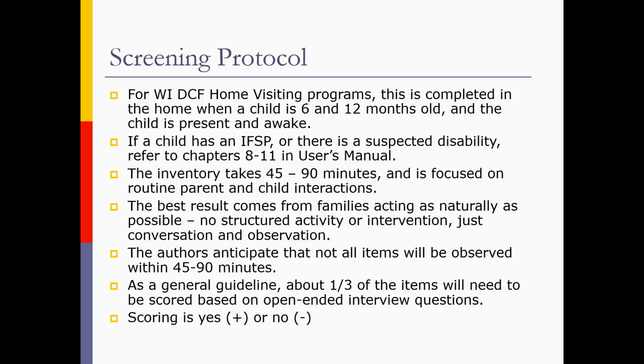This will help home visitors understand how to adapt the home in order to get an accurate idea about what's going on. The inventory itself takes 45 to 90 minutes, and it's focused on routine parent and child interactions. The best results come from families acting as naturally as possible, with no structured activity or intervention provided by the home visitor, just conversation and observation. The authors anticipate that not all of the items will be observed within a 45 to 90 minute window. And as a general guideline, about a third of the items will need to be scored based on open-ended interview questions.